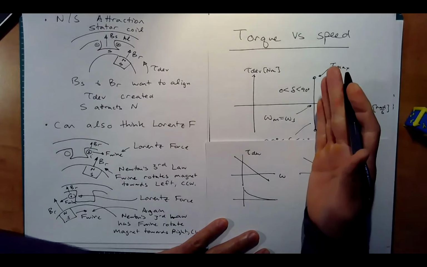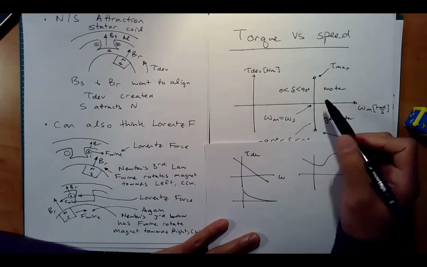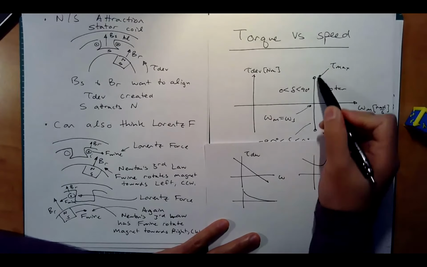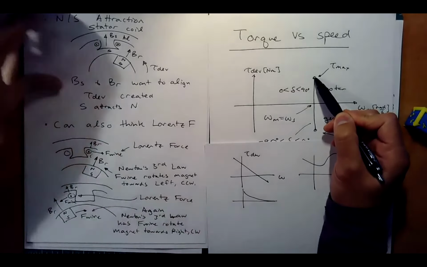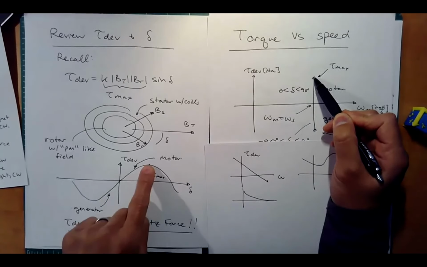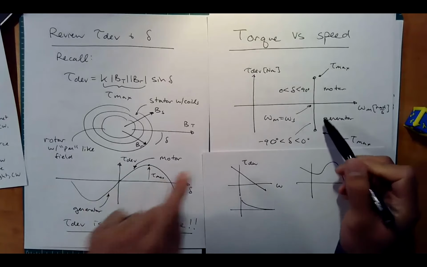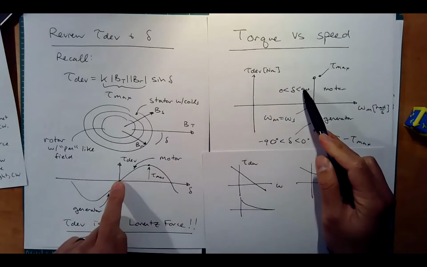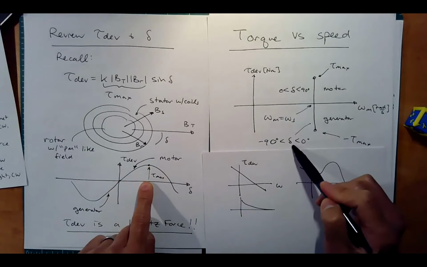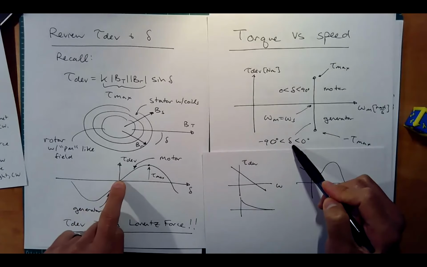because it behaves under normal operation at the synchronous speed, right? And this point here, this torque max, corresponds to that torque max. And this negative torque max over here corresponds to over there. And you can see this is where your torque angle is between 0 and 90 degrees. And this is where it's between negative 90 and 0 degrees.